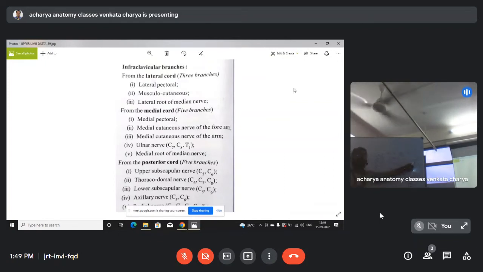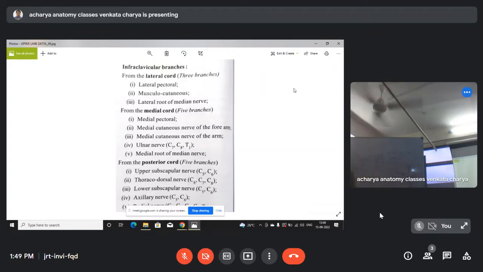So lateral root of the median nerve, medial root of the median nerve, both unite to form the median nerve. Median nerve is a 10 marks question. 10 marks questions are 3 in the upper limb: median nerve is 10 marks, radial nerve is 10 marks, ulnar nerve is 10 marks, then cutaneous nerve is 4 marks, axillary nerve is 4 marks, and the rest are 2 marks.